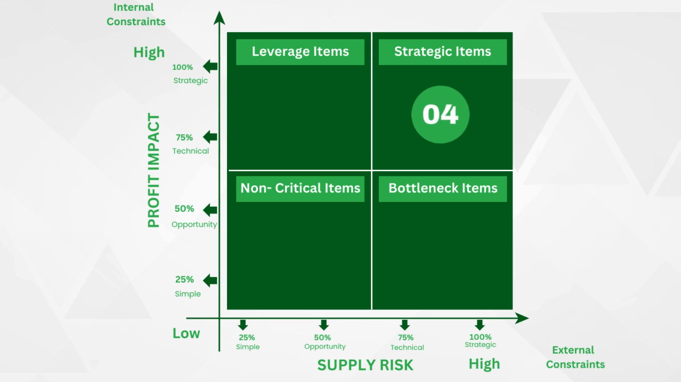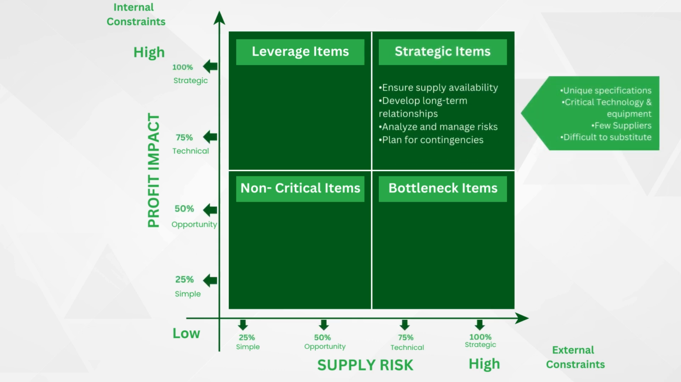Quadrant 04, which is strategic in nature as supply risk is high and impact on profit is also very high. A key strategy in this segment is investing in building supplier relationships to support material availability, developing long term contracts, analyzing and managing risks, and planning for contingencies.